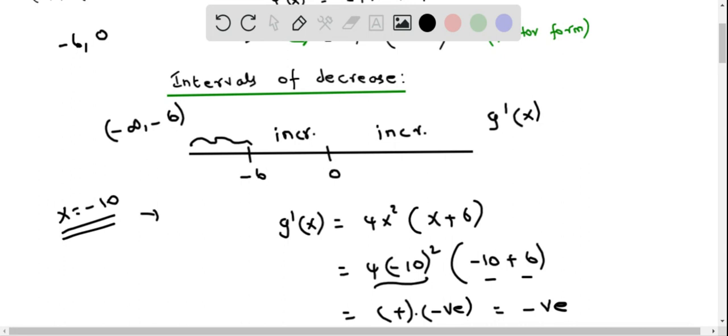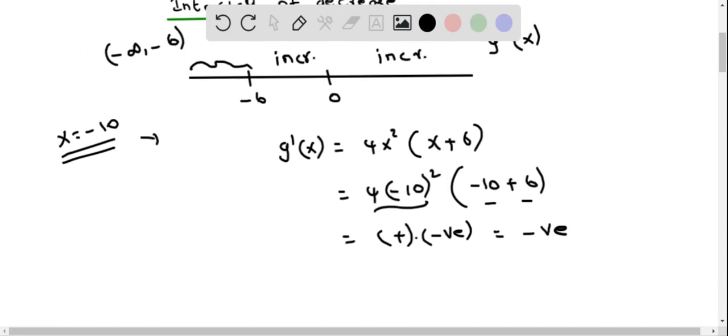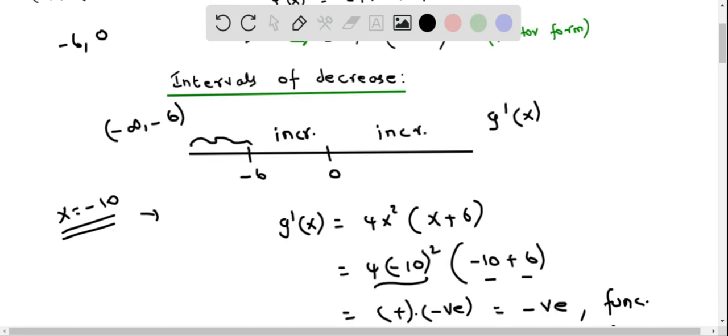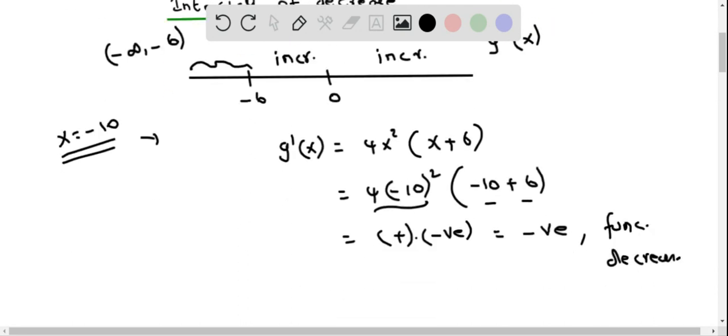This means the first derivative is negative. According to the first derivative test, whenever the first derivative is negative, the function is decreasing in that interval. So therefore, we can now confirm that the decreasing interval is negative infinity to negative 6. So we write the decreasing interval of the function g of x is negative infinity, negative 6.